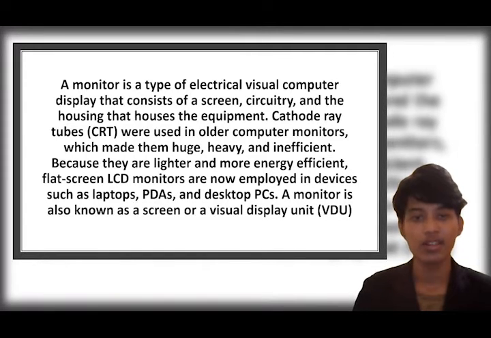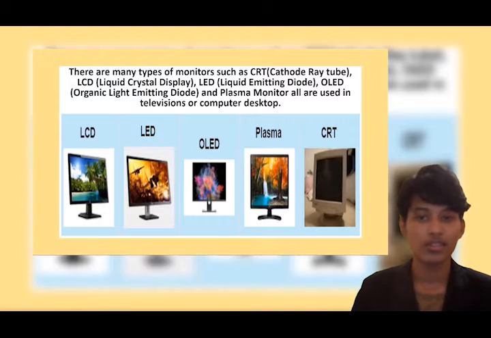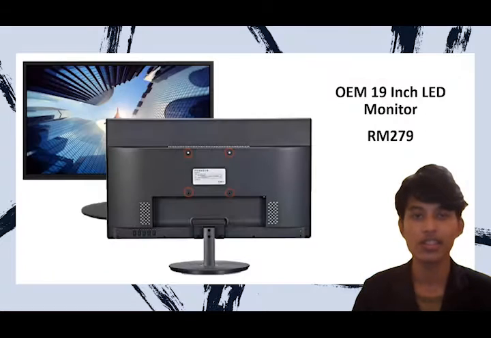and inefficient. Because they are lighter and more energy efficient, flat screen LCD monitors are now employed in devices such as laptops, PDAs, and desktop PCs. A monitor is also known as a screen or a visual display unit, VDU. On this diagram, you can see there are many types of monitors such as CRT, LCD, LED, OLED, and plasma monitor. The monitor that has been chosen for this group assignment is the OEM 90-inch LED monitor.